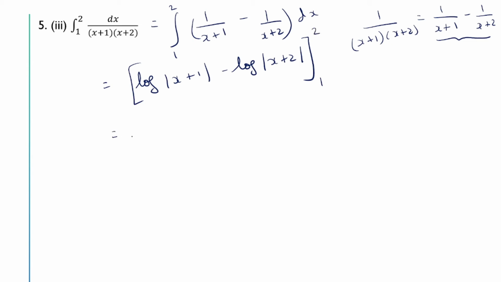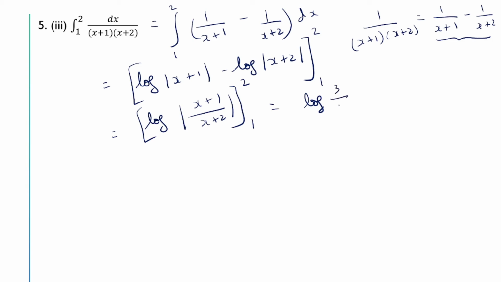So this is equal to, this is of the form log a minus log b. We can write this as log a by b. So it is log mod (x plus 1) upon (x plus 2) with lower limit 1 and upper limit 2. Now we can substitute the limits. When we substitute the upper limit we get log (2 plus 1) by (2 plus 2). So it is log 3 by 4, minus when we substitute the lower limit we get log (1 plus 1) by (1 plus 2). So it is log 2 by 3.